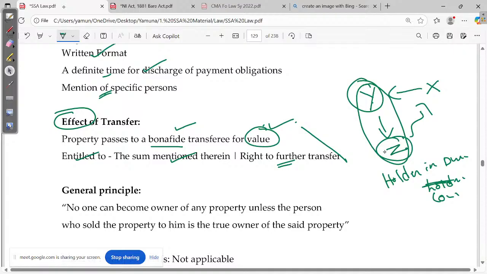So once this instrument is read, he is entitled to the amount mentioned there, he is entitled to collect that, and not only that, he has the right to further transfer. Probably Z has a contract with another person A, and A has to get some money from Z. Z has to give it to A. So what will they do automatically? Z says, I have an instrument, show this and you execute it. It gets transferred further. Yes.